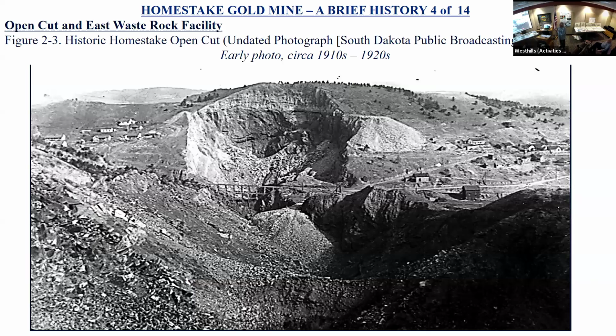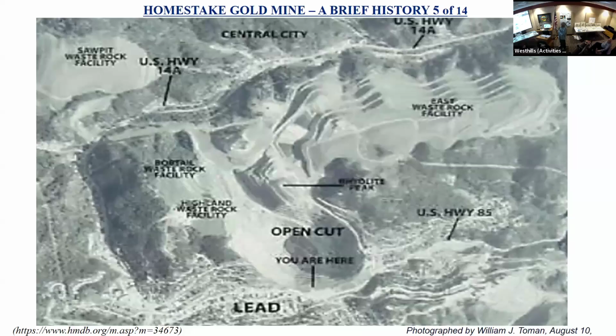This is an early picture of what the open cut looked like when they were first starting on the north side before they even went underground much. Kind of a blurry picture, but it gives you an overview showing Highway 14A. This is Central City here, and the town of Lead is here. Highway 385 going out toward Mount Rushmore is right here. You can see how big this waste rock facility is and the open cut in comparison. So all of the overburden from this was laid out on this hillside over here, has been reclaimed and is planted with native grasses, brush, and timber.